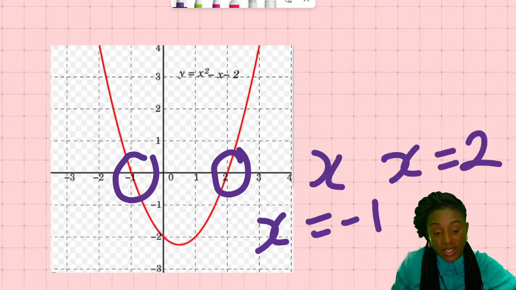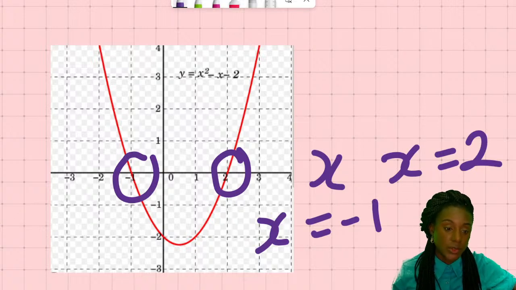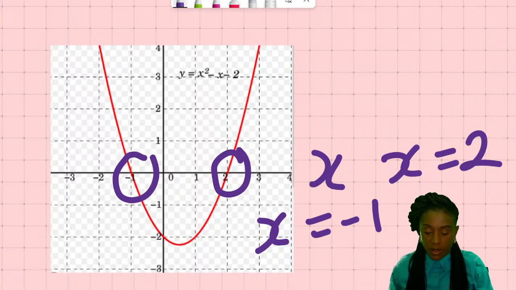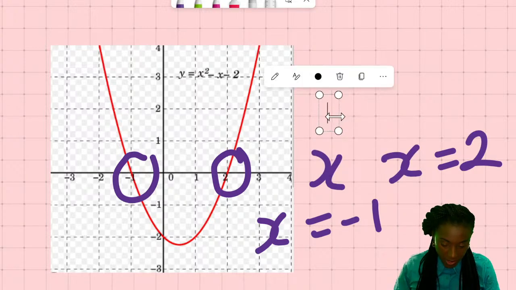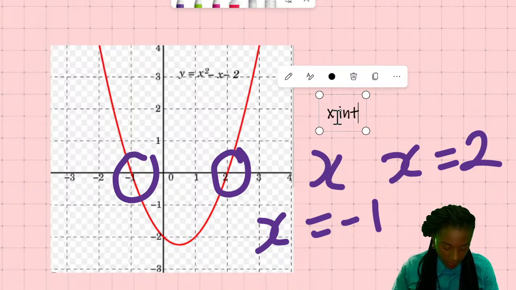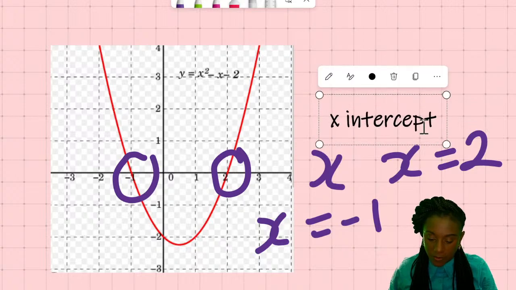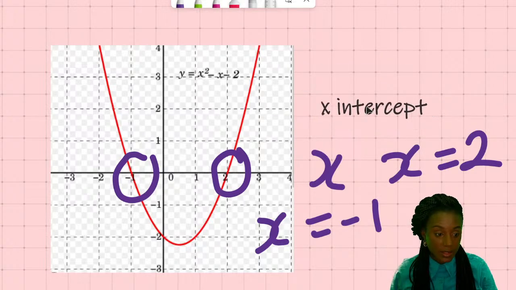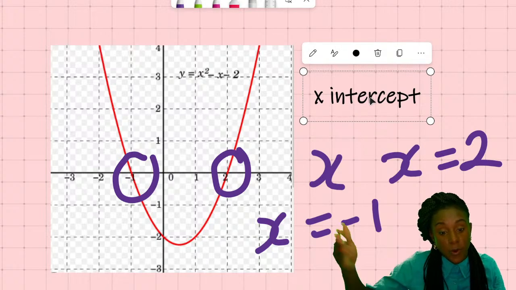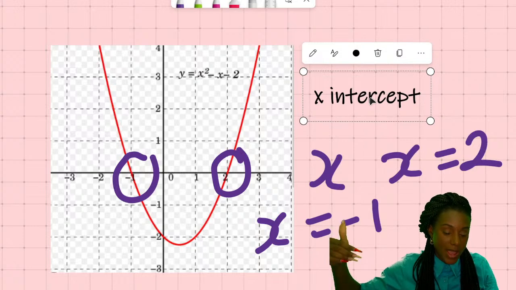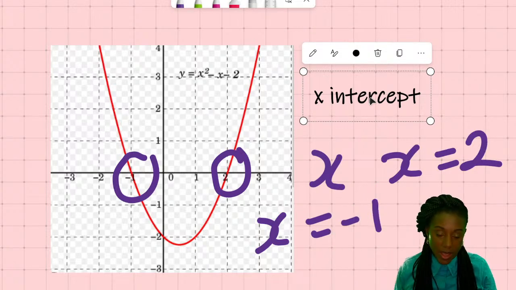CSEC may also ask you for the same answer. They could ask you for the x-intercept. If they ask you for the x-intercept, they are simply asking you for the values of x where the graph intersects the x-axis. Okay? And if they ask you for y-intercept, they will be asking you for the value on the y-axis where the graph touches the y-axis.